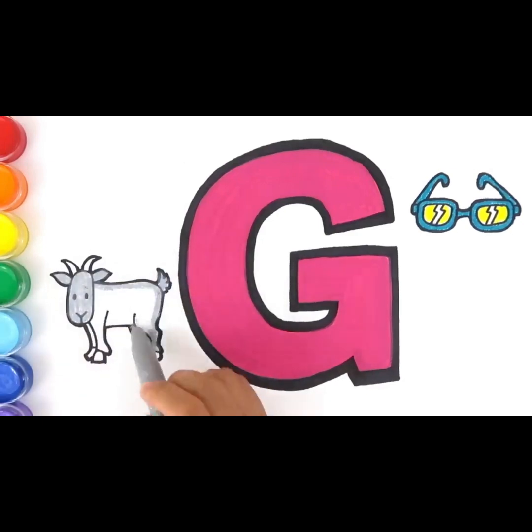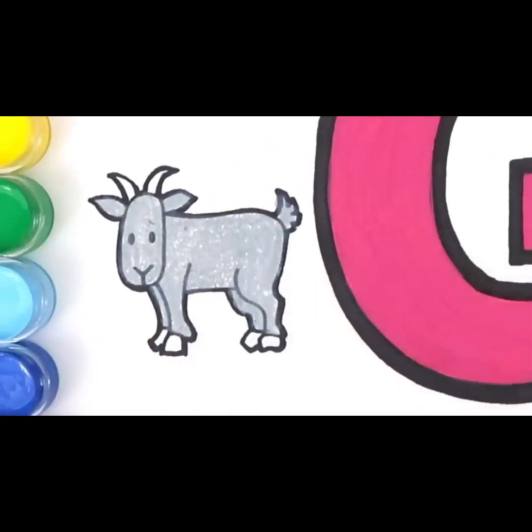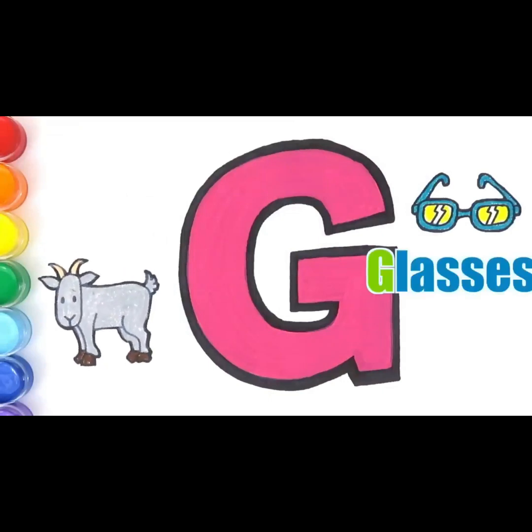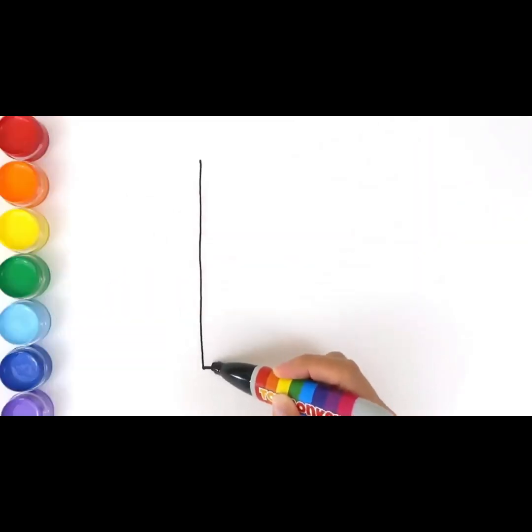What color is the goat? The goat is gray. G is for goat. G is for glasses. Next comes the letter H.